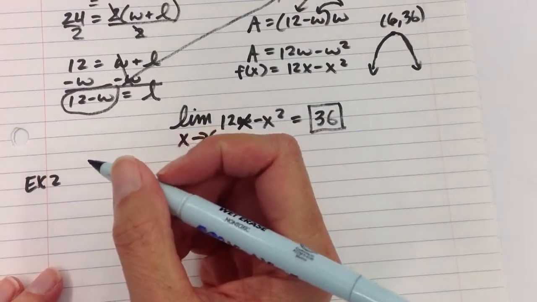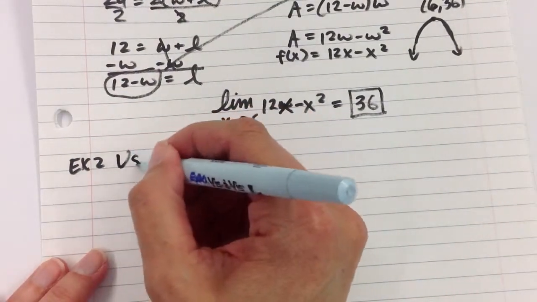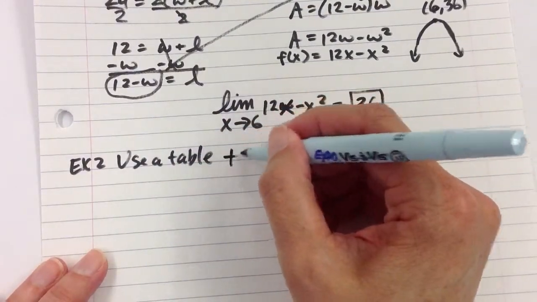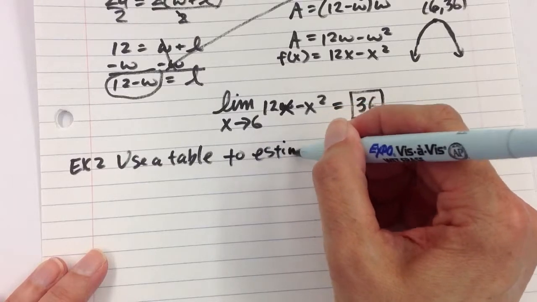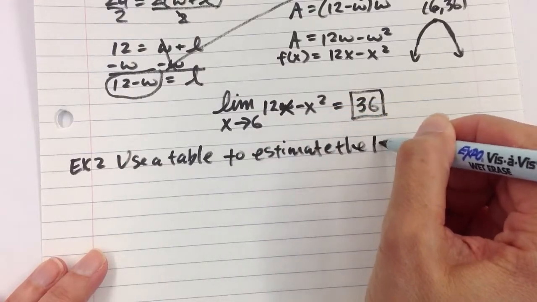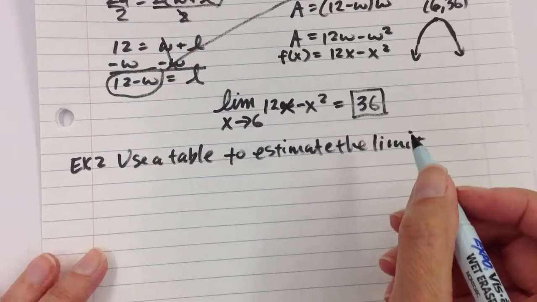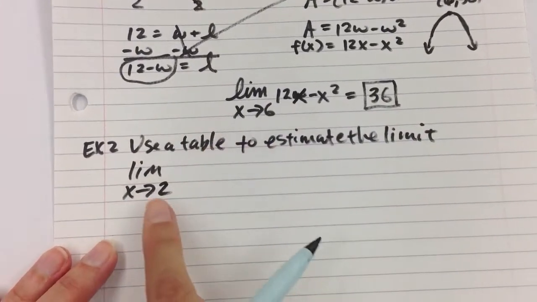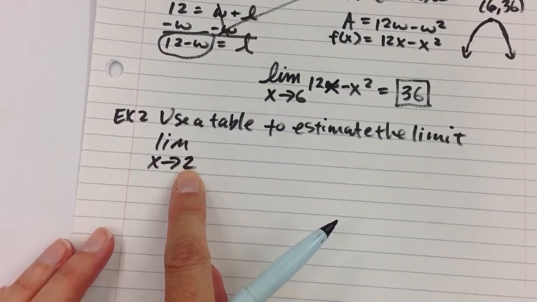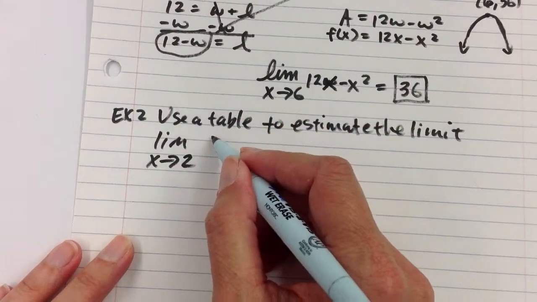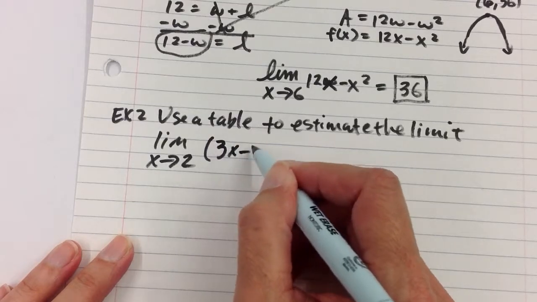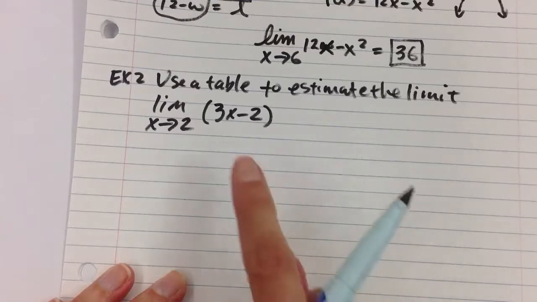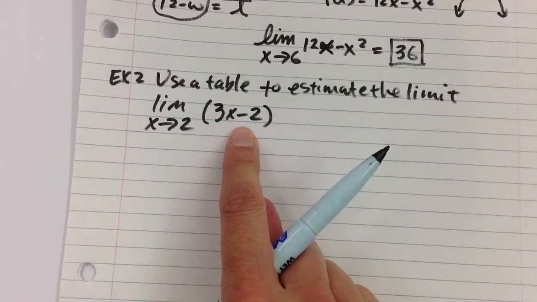Example 2 says use a table to estimate the limit as x approaches 2. They can change this number to whatever number they want, and we're going to 2 of 3x minus 2. Okay, so this is just the function y equals 3x minus 2.